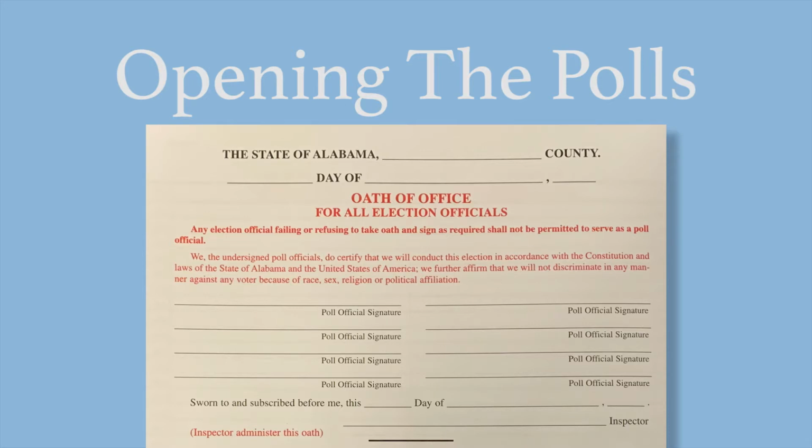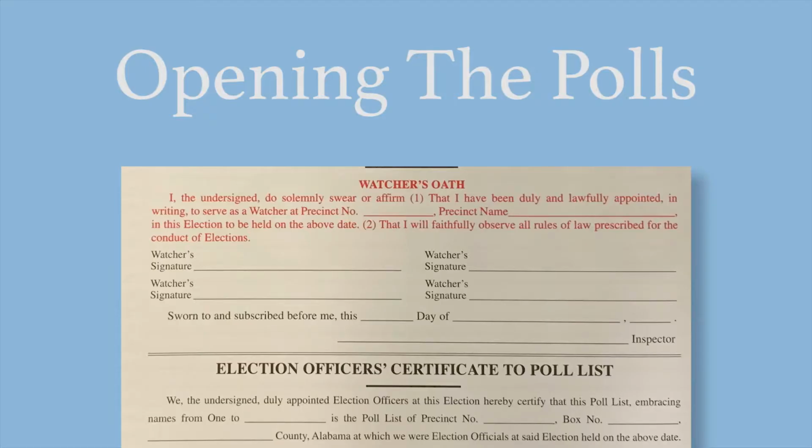Next, you will have sign-in books. On the back of the books is the oath of office. The inspector will swear each of you in. Please sign the back of a voter's and clerk's for each of those contests. And also on the back of those books is the watcher's oath.